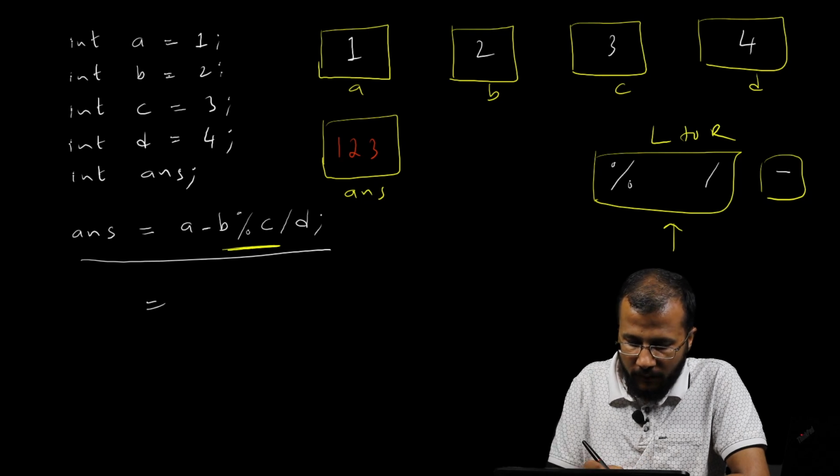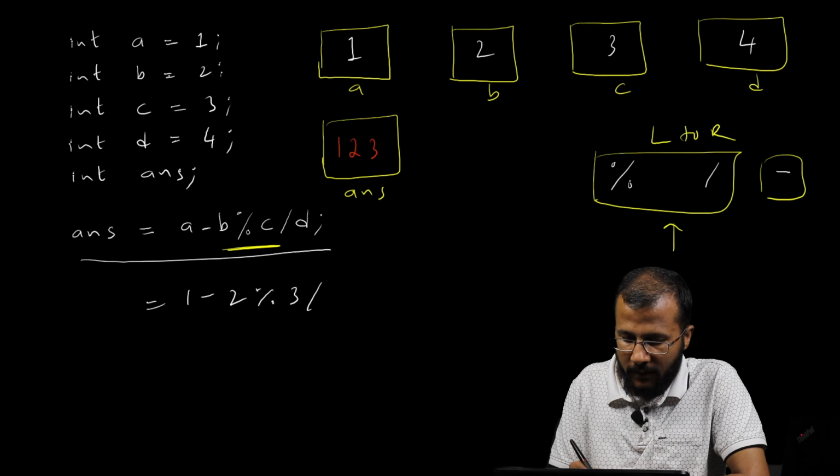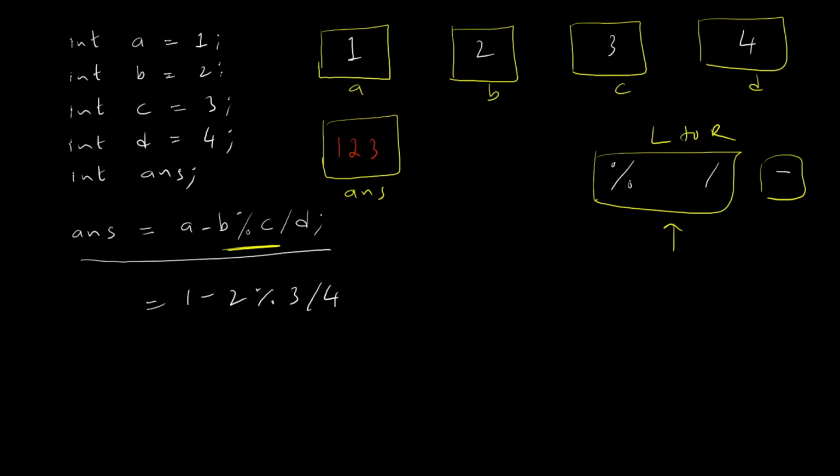So let's put our values here: 1 minus 2 mod 3 divided by 4. First, modulo is evaluated. I'm trying to divide 2 by 3. 3 times 0 is 0 and 2 is the remainder. So 2 mod 3 is 2. So the expression is 1 minus 2 divided by 4. Now division is done, as per the priority.